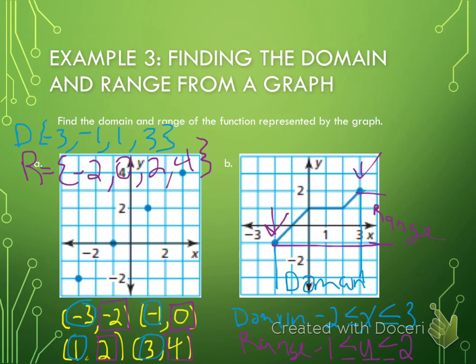See, the difference is graph A has distinct points, whereas graph B has a line connecting them, so it's continuous.